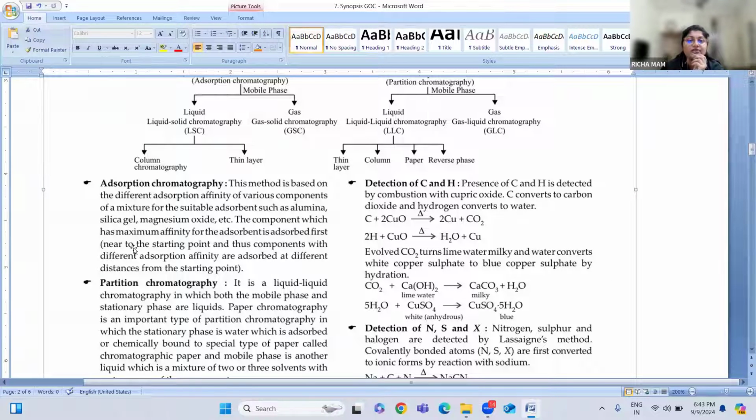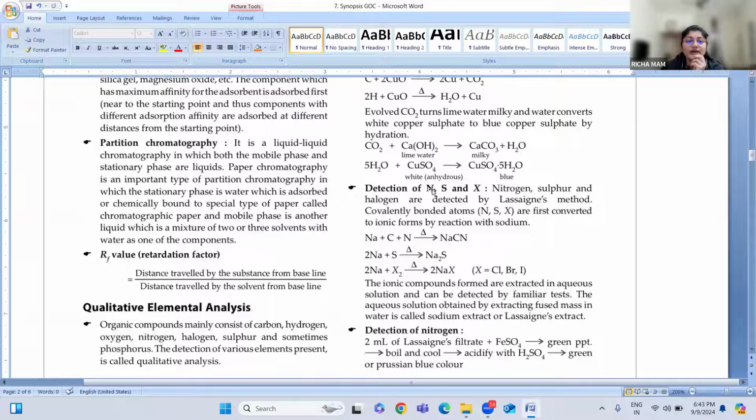So your white color copper sulfate converts into what? It converts into a blue color copper sulfate. Okay, so this is how to detect your carbon and hydrogen. Next is how to detect nitrogen, sulfur and halogens.